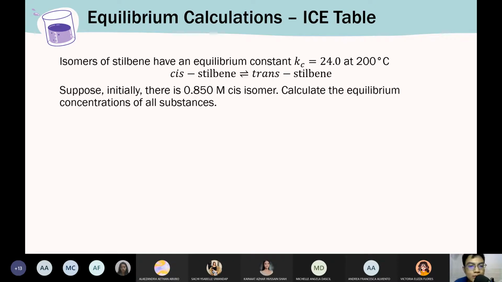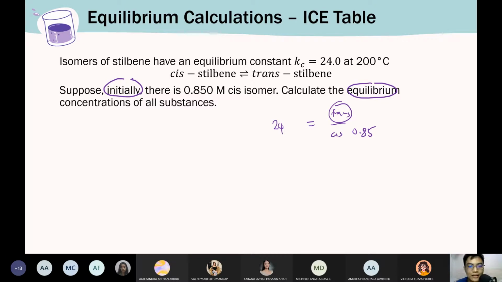Baka isipin nyo, sir, di ba madali lang yan, ginawa natin last time. Baka isipin nyo ganito, yung trans sa taas, yung cis sa baba, so itong 0.85, ito yon, tapos ito 24, then solve for this na lang. Hindi, mali yun. Bakit? Tignan nyo yung keywords. Initially, tapos equilibrium. Magkaibang bagay yon. Magkaibang bagay yung initial concentration sa equilibrium concentration. You have to be very careful. Baka kasi gawin nyo yung ginagawa natin last time.